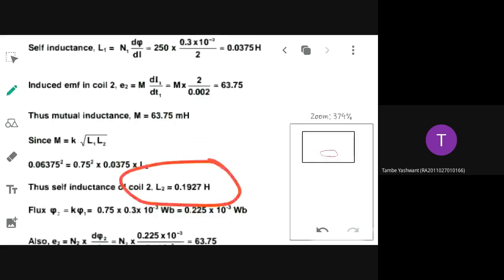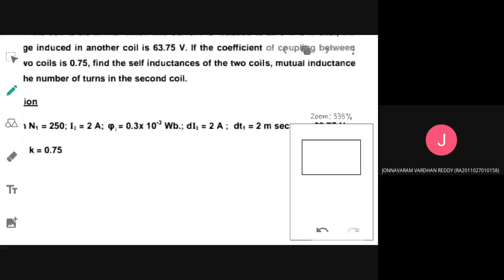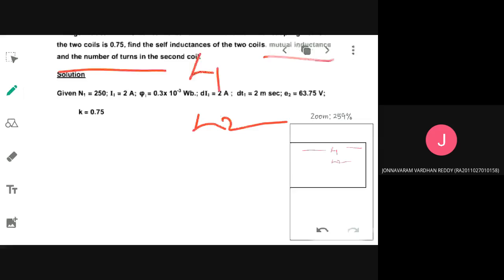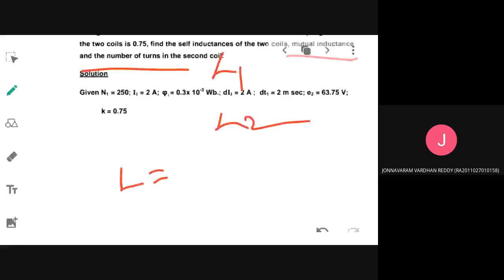Okay, you have found out what is L1. You have found out what is L2. Now you need to find out the mutual inductance and the number of turns in the second coil. So how will you solve for these two? M equal to K into root of L1 L2. What is the formula for L?